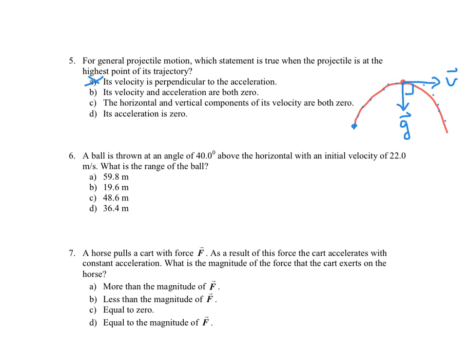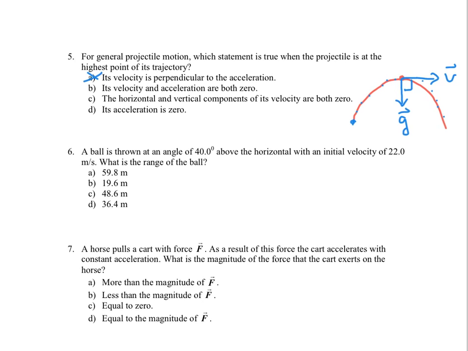So this is correct. Part B says its velocity and acceleration are both 0. No, its acceleration is not 0, and neither is its velocity. The horizontal and vertical components of its velocity are both 0. Only the vertical is, the horizontal isn't. Its acceleration is 0. Its acceleration is not. It's always 9.8 downwards. Okay, next problem.